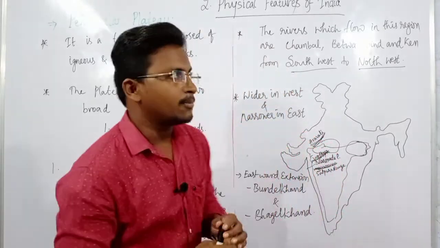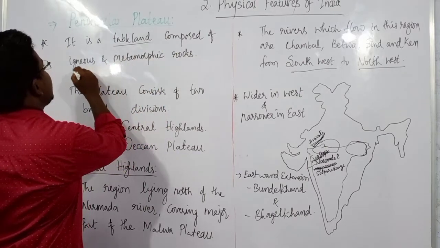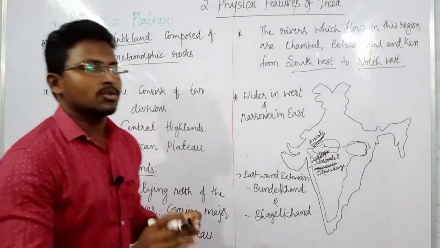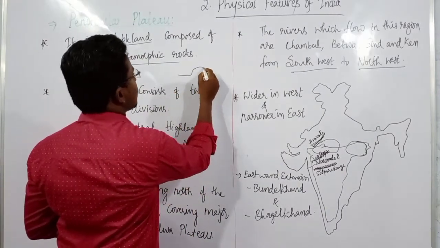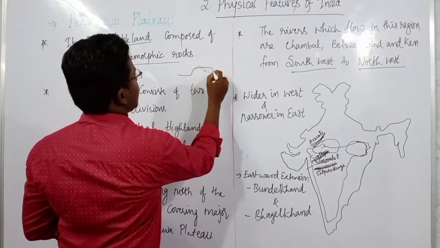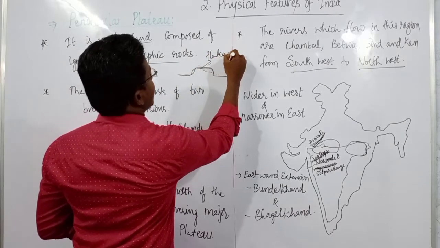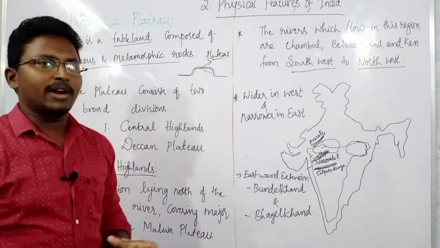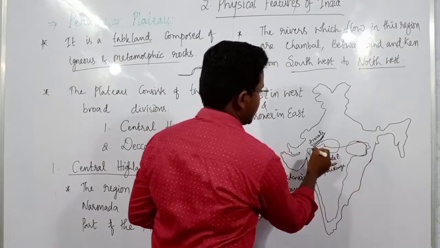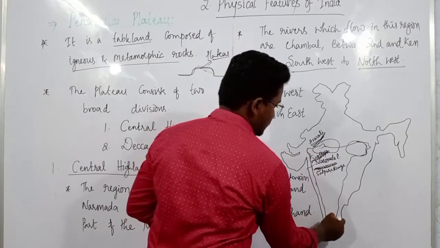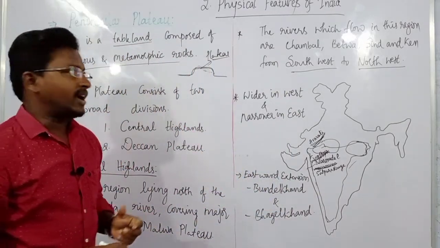So this Peninsular Plateau is simply something like a tableland composed of igneous as well as metamorphic rocks. What we mean by tableland is that usually all the plateaus look like this. It means they look like a tableland. So this region you can call the plateau region. If you look at the map, the Peninsular Plateau covers almost this particular region that I have drawn. So this particular region we can call the Peninsular Plateau.